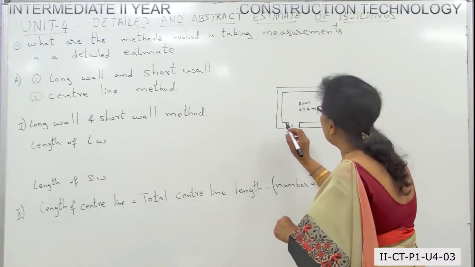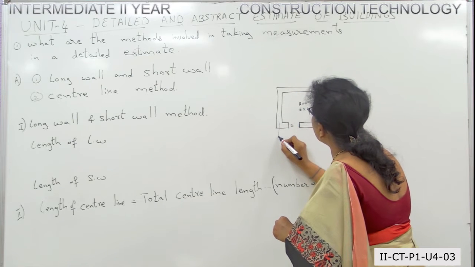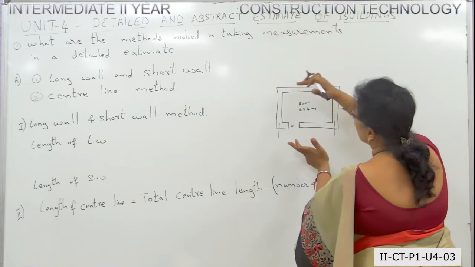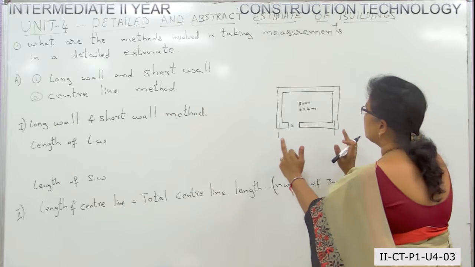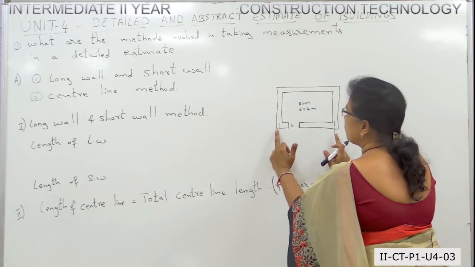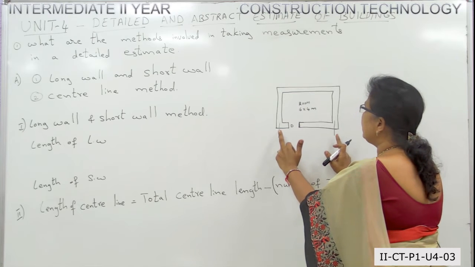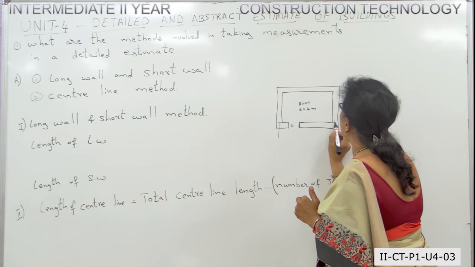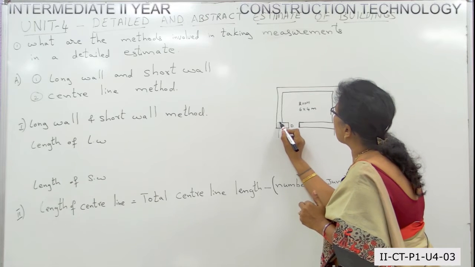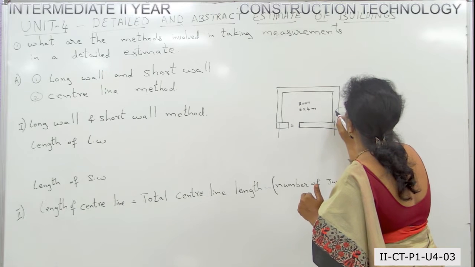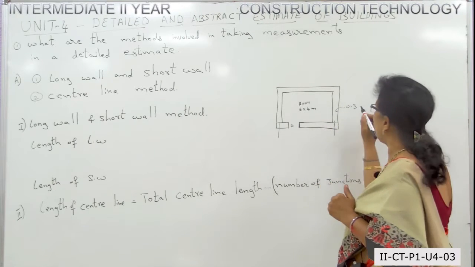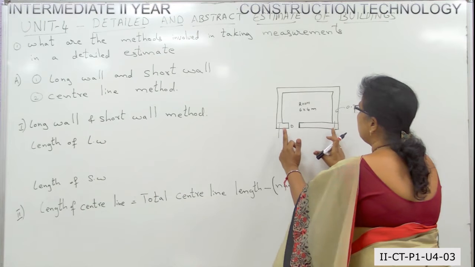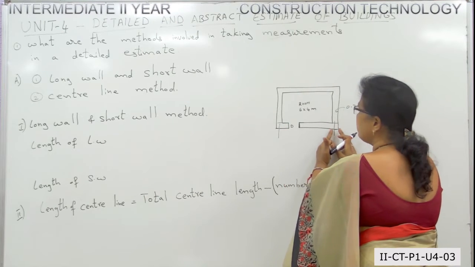For the long wall, you have to take the center to center length. Suppose this is one long wall, this is one long wall, this is one short wall, and this is one short wall. Here you should calculate the center to center length of the long wall, from here to here. The thickness of the wall is 0.3 meters. So you have to take half the width of the wall, then the total length of the wall, then half the width of the wall.